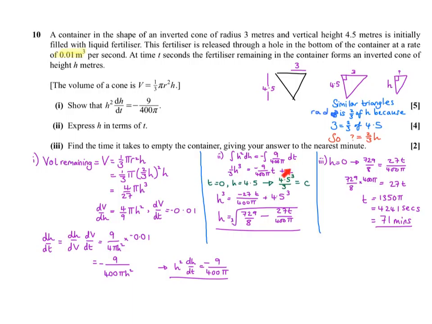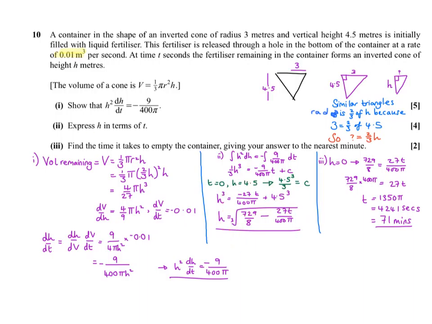To find c, you want to know when t was 0, what was my height? My height was 4.5. So 1/3 4.5 cubed is this times 0 plus c. So that's c. So 1/3 h cubed is that plus c. Let me triple both sides. h cubed is minus 27t over 400 pi plus, I'm tripling c, so plus 4.5 cubed. It says find h, so h is the cube root of all of that.